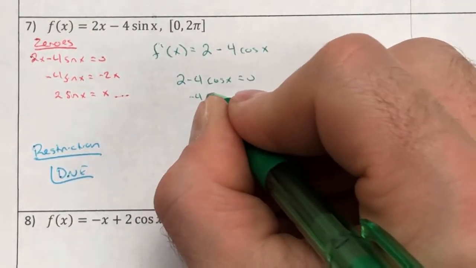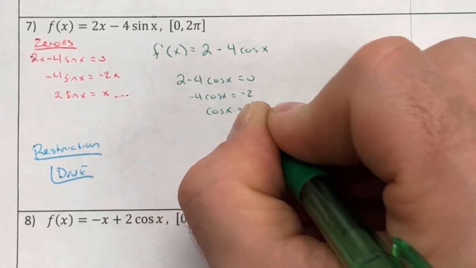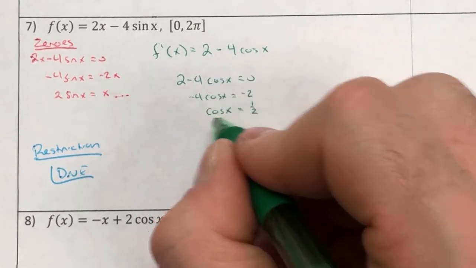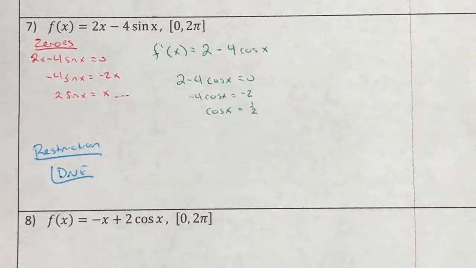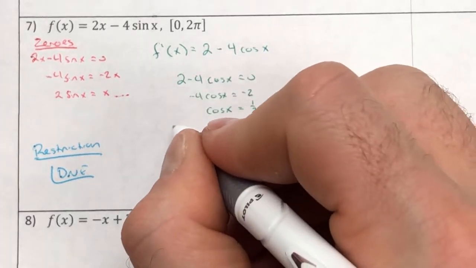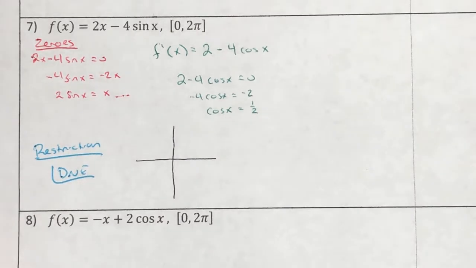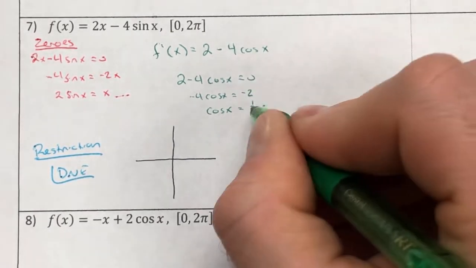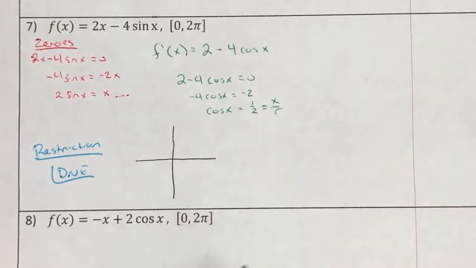So that's going to be negative 4 cos x is negative 2. So when is the cosine of x equal to 1/2? Okay, so cosine of x equals 1/2. This is going to bring us back to our unit circle. So I'm going to say, okay, if I know cosine is adjacent over hypotenuse, that's going to be, when is my x over my radius 1/2?